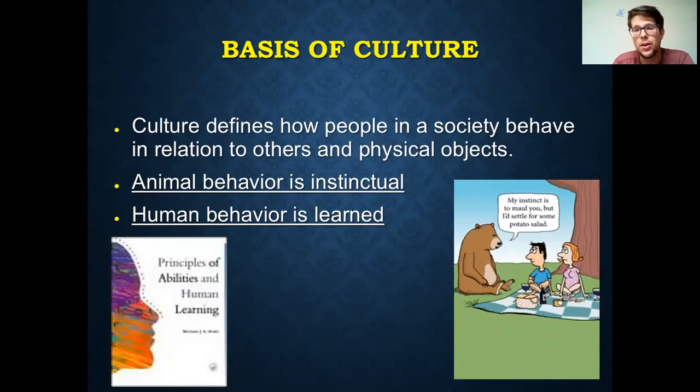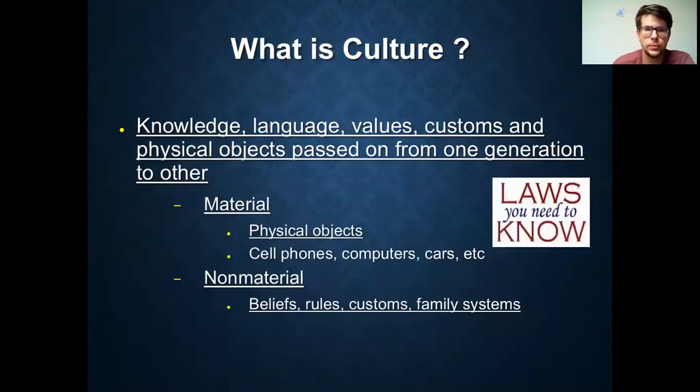Human actions are not determined by instincts all the time. A lot of human actions are determined by what they have learned and what they have observed. What is culture? Culture is going to be knowledge, language, values, customs, as well as physical objects. So knowledge and language and values and customs, these are all non-tangible things.